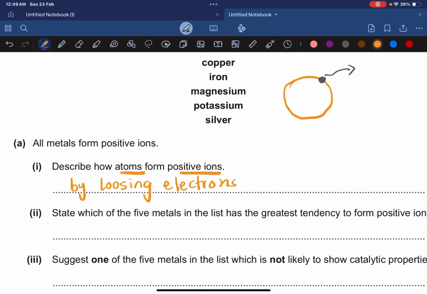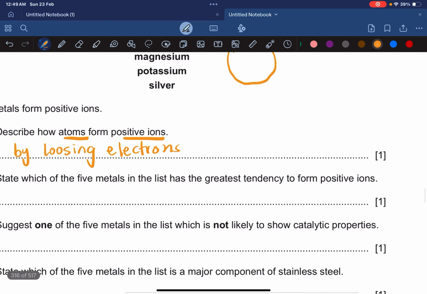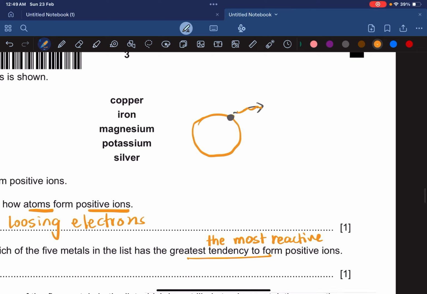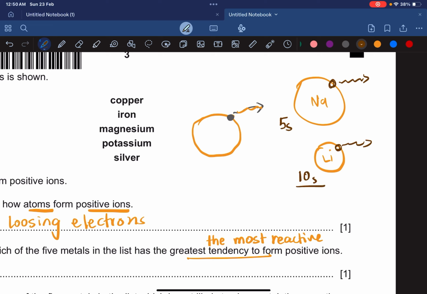Okay, let's move on. State which of the 5 metals in the list has the greatest tendency to form positive ions. The more reactive you are, the most reactive metal has the greatest tendency to form positive ions. The more reactive you are, the more readily you are going to lose this one electron. For example, if I take sodium and lithium, this is my sodium atom, this is my lithium atom. I know sodium is more reactive, so what will happen? Sodium will lose this electron more readily. It will take more time for lithium to lose the electron. Sodium will lose it in 5 seconds, so lithium will lose it in 10 seconds. It will take more time for lithium to lose it because lithium is less reactive.